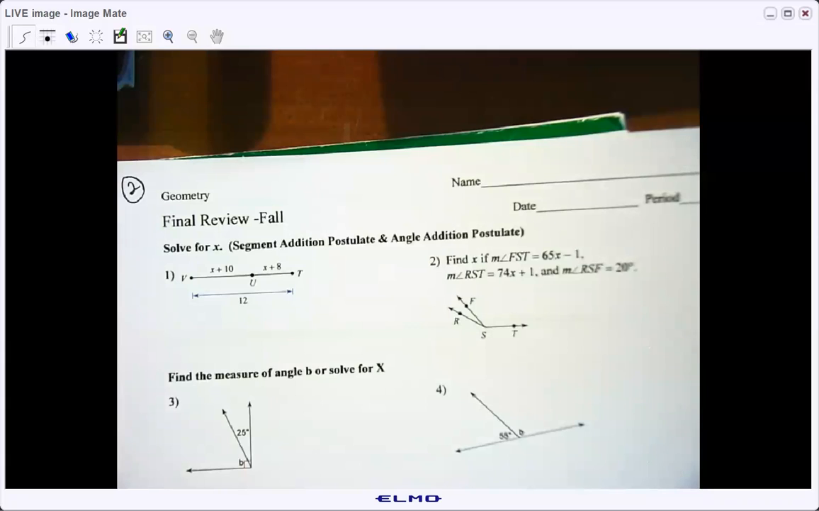Okay. And the final may be mostly multiple choice, if not all of it. So we'll see. All right, so let's get started.